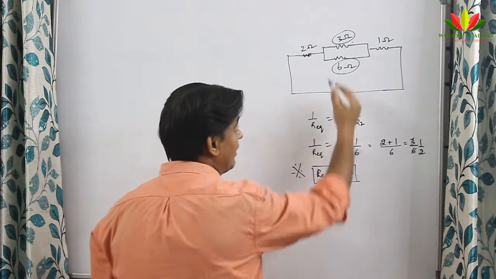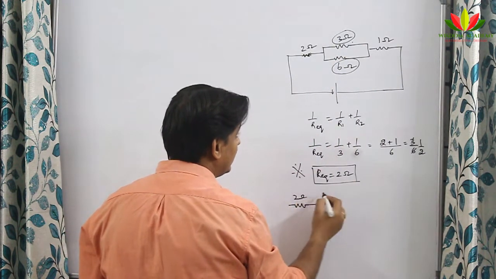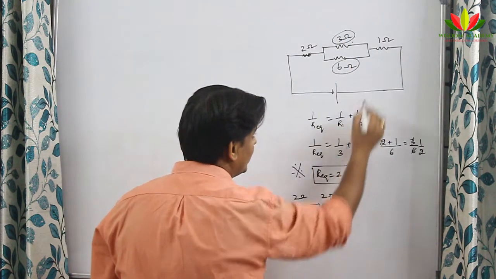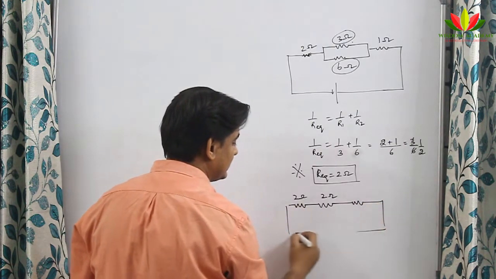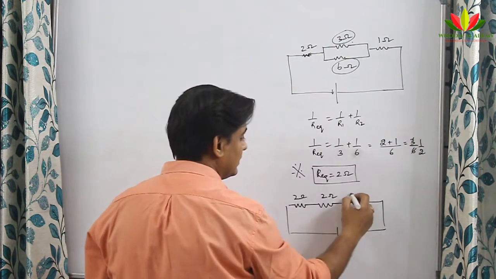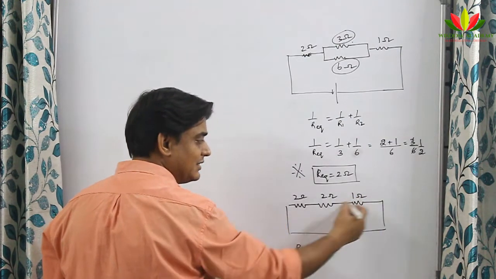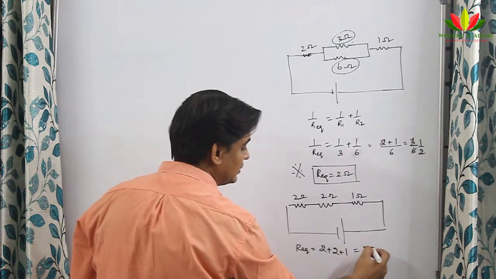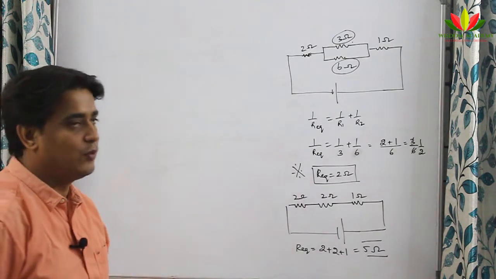Now this became 2 ohm, so I will redraw the circuit. How will the circuit be redrawn? Already 2 ohm was here. Now these two became 2 ohm. So again this 2 ohm is there, and already 1 ohm was there. I have redrawn it like this. Now what is R equivalent? Because everything came in series, 2 plus 2 plus 1 is equal to 5 ohm. So R equivalent for this question is 5 ohm.